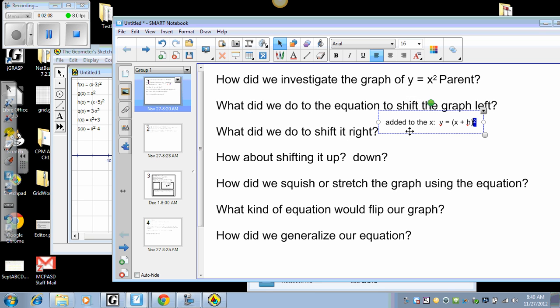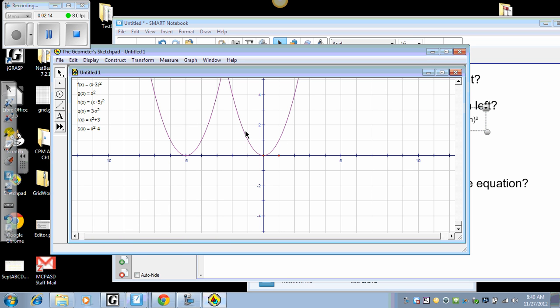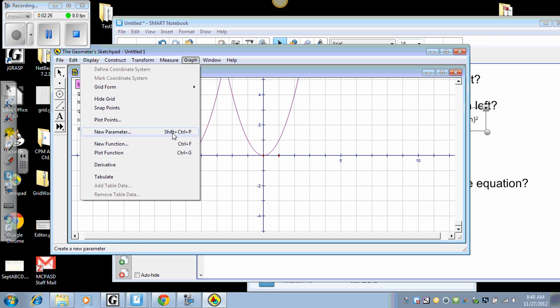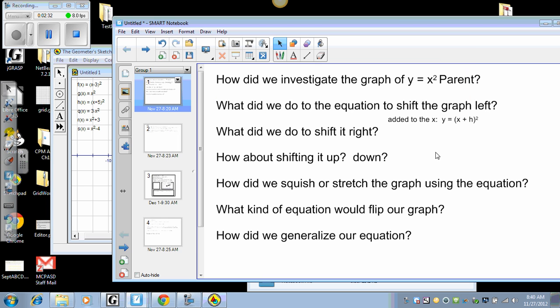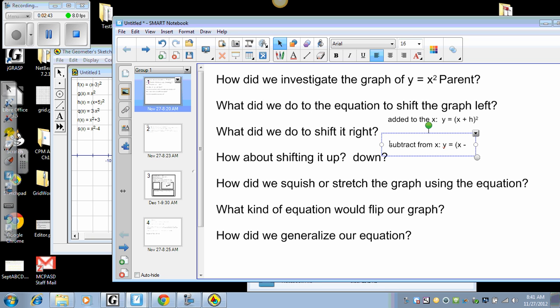So to shift it to the left, we added to the x: y equals x plus something, squared. Then we thought about, well, how can we shift it to the right? What if I want to take that parabola and shift it to the right? Looking at these equations, we realized that if we subtracted something, the parabola shifted to the right. So we subtracted from the x, like y equals x minus something, squared. Before we squared it, we subtracted a value from it.